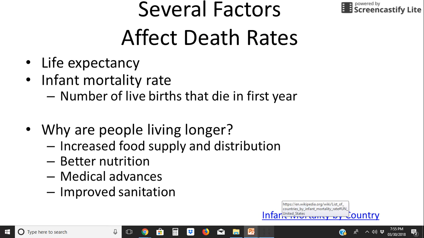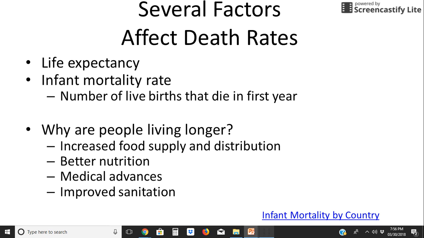So we've been talking about our histograms, right? Our population pyramids, and we've talked a lot about what makes a population grow. That's really birth rate, right? It's what's making a population grow, and you should be looking at the PowerPoint previous to this for that information. But now we're going to look at what things actually affect death rate.